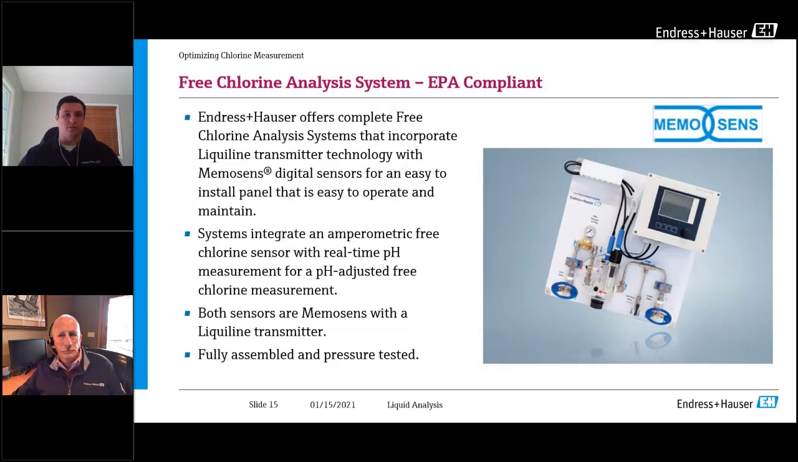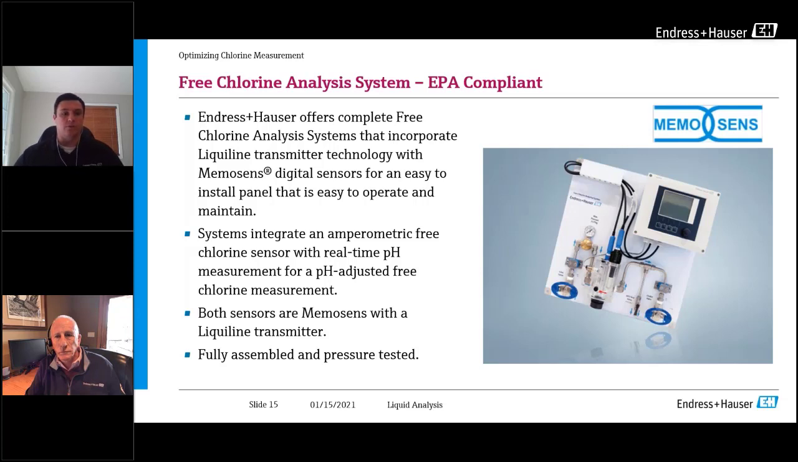Now, moving on to our solution in terms of giving you an Amperometric system to read your chlorine levels. What we have is our free chlorine analysis system. This is a turnkey product that is built, shipped out to you, and ready to go. Literally, the only thing you have to do is connect the sensor to the flow block and to the transmitter, and then plug this into power.